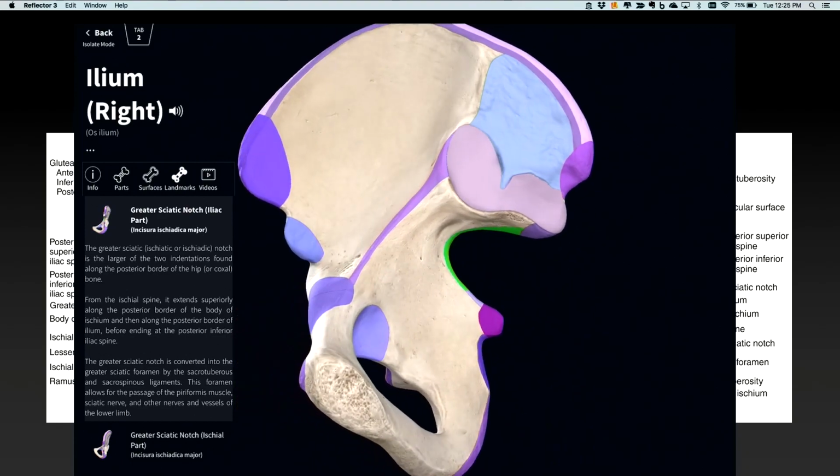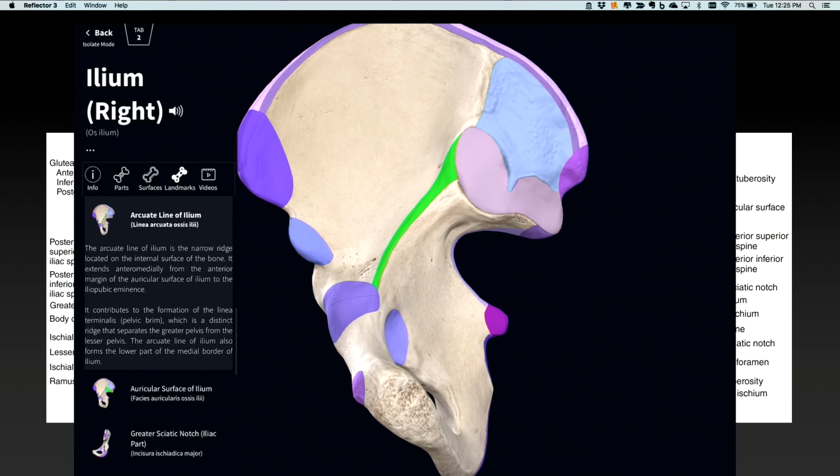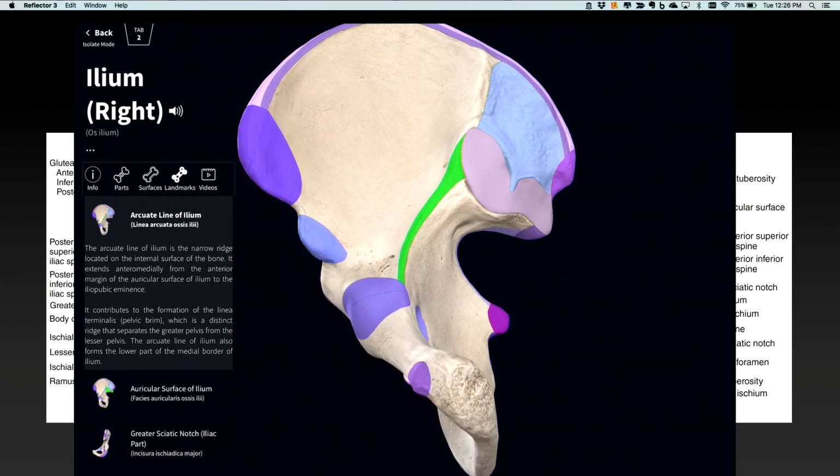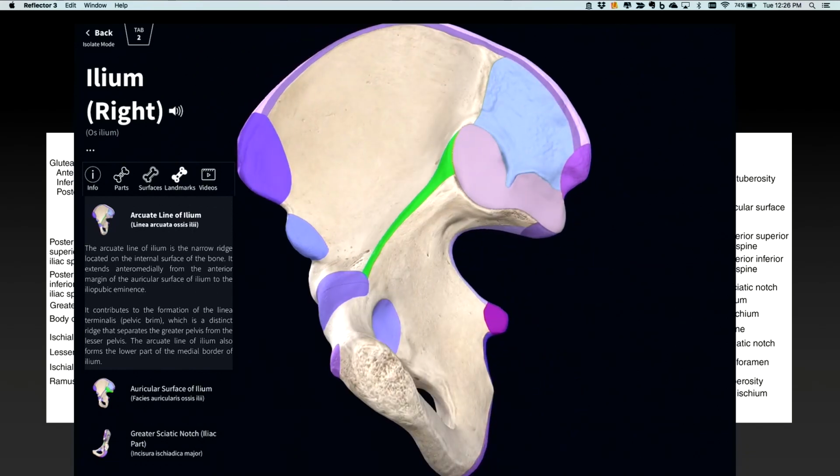Greater sciatic notch. And this is a structure we'll come back to as well, the arcuate line. It's emphasized here. It's not so obvious on some specimens. It looks like a bending of the ilium. And this is a theoretical border, part of a division that we'll talk about shortly.